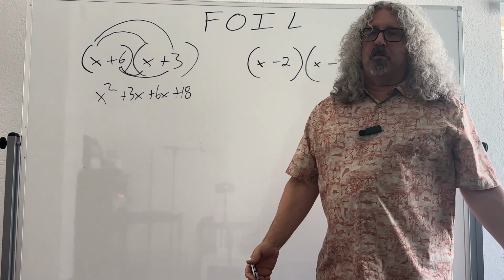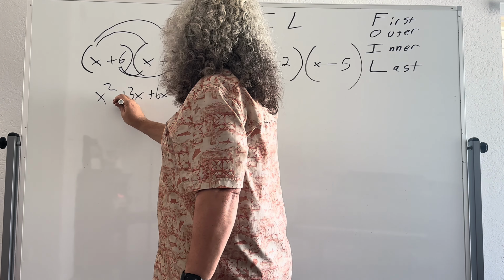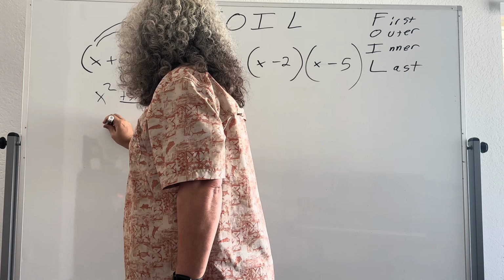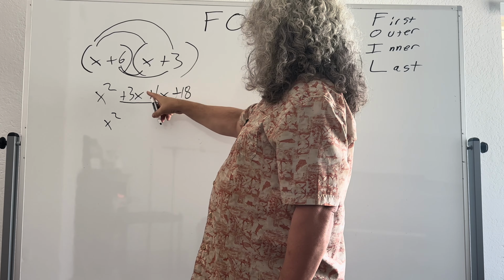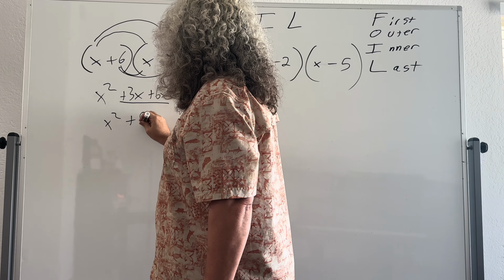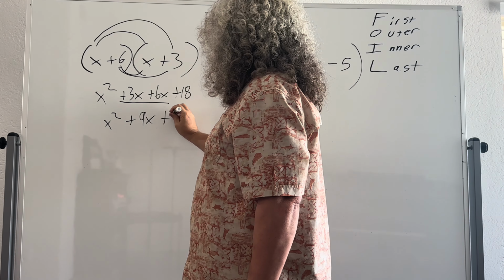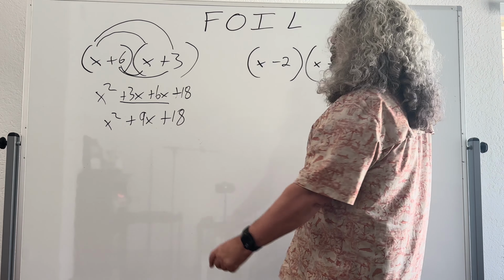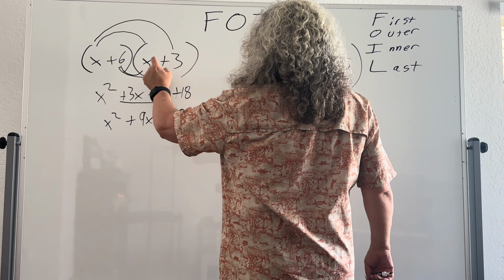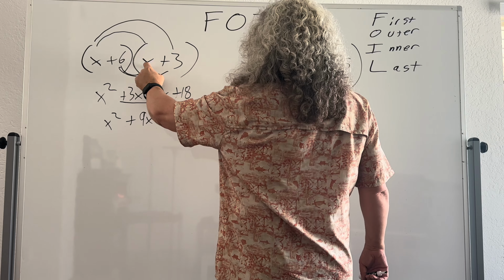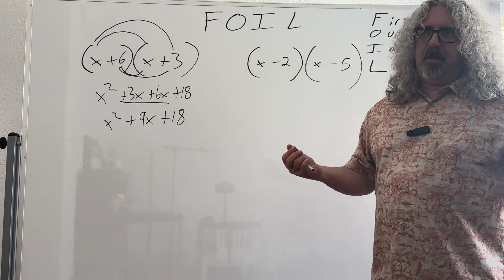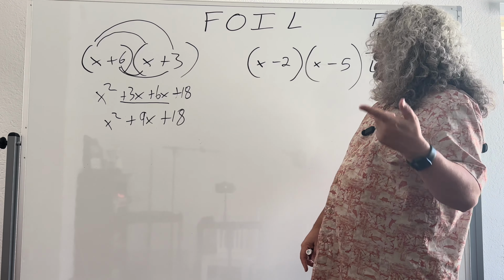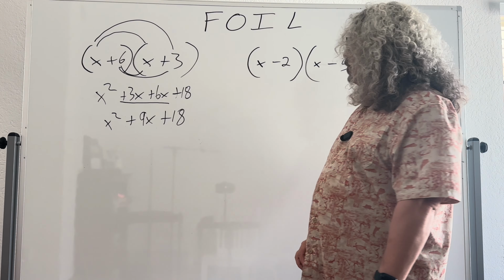What you're going to notice is at the very end, you're going to come up with some terms that you're going to be able to combine together. The x squared is just going to be the x squared. Positive 3 and a positive 6 gives you a positive 9x. And then we just have our constant, that 18. And this right here would be the answer. If you notice, you took the x and multiplied it by both, then you took the 6 and multiplied it by both. That's really all FOIL means. You will have this step where you add it together, though I'm going to show you a shortcut, but I want you to know how to do it this way first.